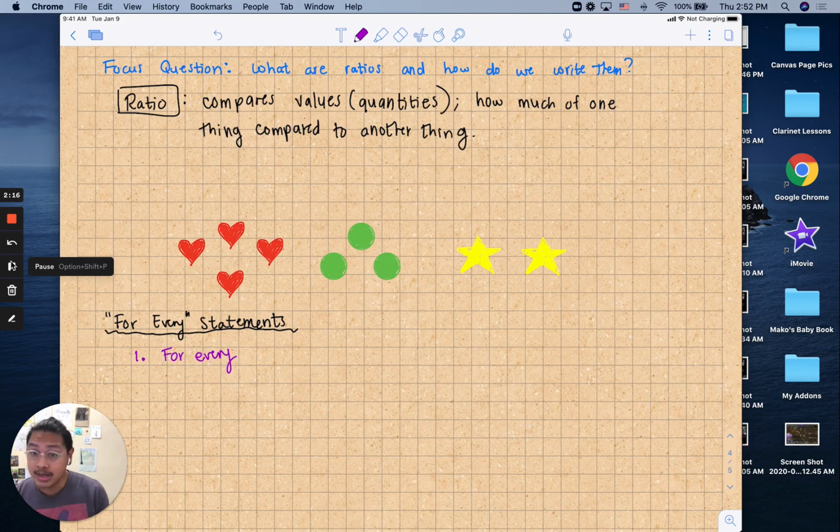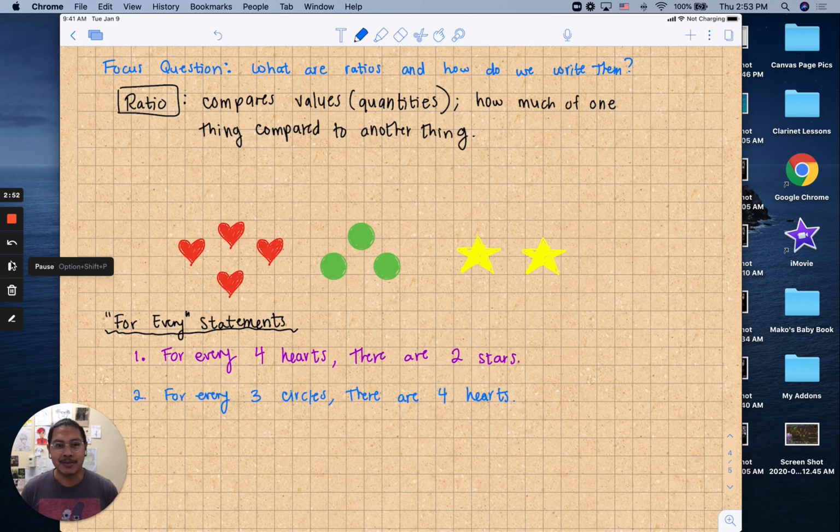For every, go ahead and write this down. For every 4 hearts, there are 2 stars. For every 4 hearts, there are 2 stars. That is what we call a for every statement. You might be able to write a few on your own. See if you can write 1 or 2 more for every statements.